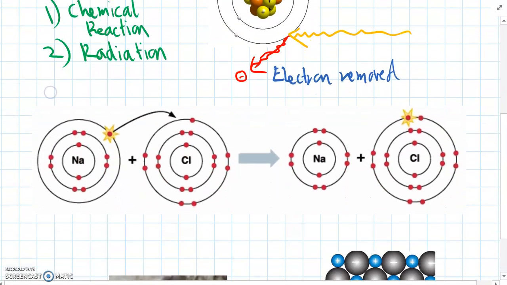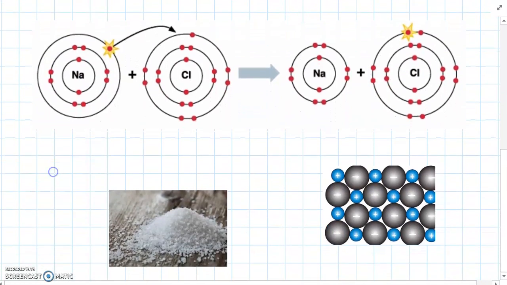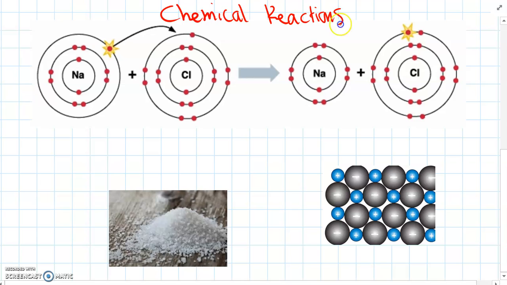So the next way that ions can form is through chemical reactions, and we'll look at that now. In a chemical reaction, we have an atom of one element, and it interacts with another atom, and they basically swap electrons.